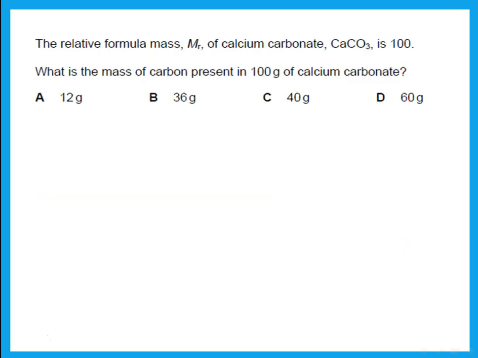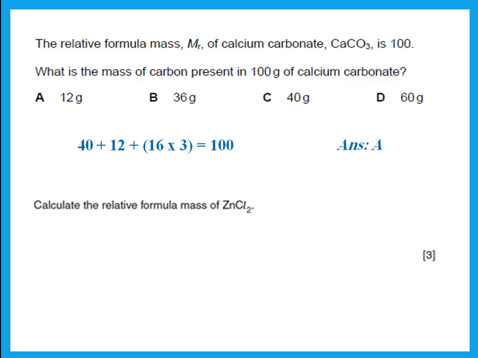Okay, here he's saying the relative formula mass of calcium carbonate is 100. What is the mass of carbon in 100 grams? Again, calcium carbonate total MR is 100. First of all, how many carbon atoms does calcium carbonate have? One molecule has 1 carbon atom. So if I have 100 grams of calcium carbonate, then I will have 1 carbon that has a mass of 12.